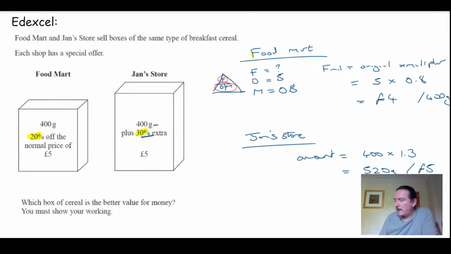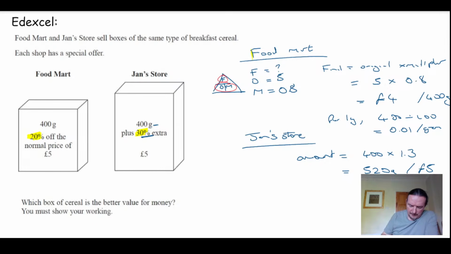So if 400 grams is 4 pounds, then 1 gram is going to be 4 pounds divided by 400. It's going to be 1p a gram, isn't it? And the second one, I've got 520 grams for 5 pounds, so if I take 500 and divide it by 520, I think it's going to be slightly less than a penny.